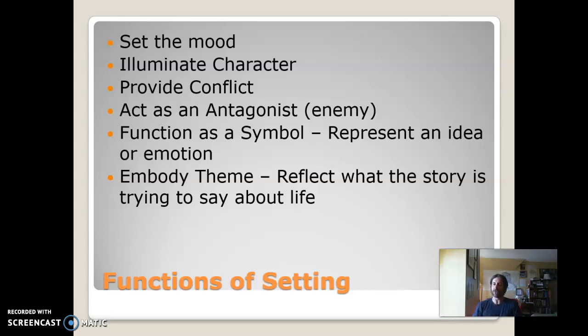Settings can illuminate character. They can tell us about people. Settings can provide conflict. We certainly saw that in The Interlopers. They can act as an antagonist. Again, we saw that in The Interlopers. They can function as a symbol, meaning a setting can represent an idea or an emotion, an idea maybe that the author wants to get across. And finally, embody theme. Theme is the big idea about life. Sometimes the setting can point us in the direction of what the story is trying to say about life.